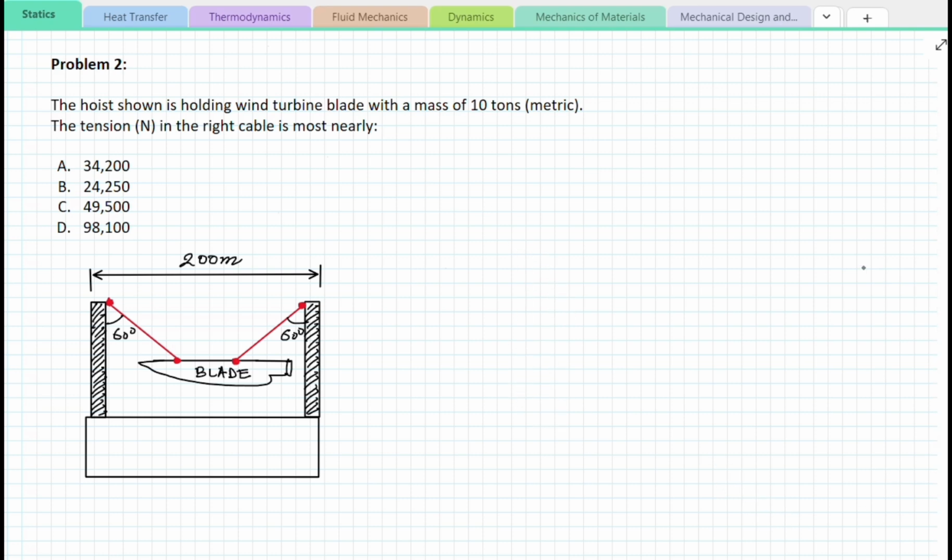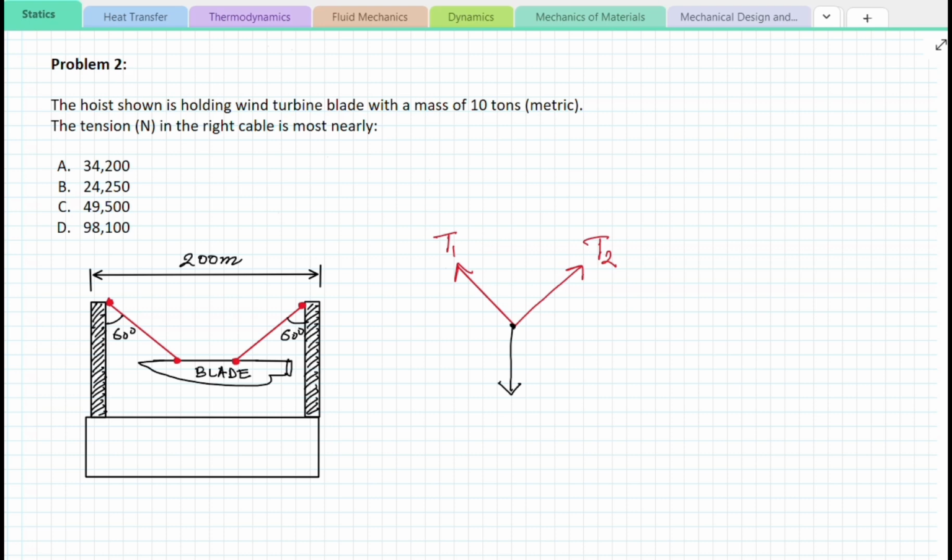simpler. So we have T1 for the tension of the cable on the left, and we have T2 for tension of the cable on the right, and then we have our blade pointing down. The next step will be to probably calculate on the side the reaction force of the wind turbine blade. So we're given a mass of 10 ton. We'll have to calculate the weight in order to be able to find the tension on the cable.